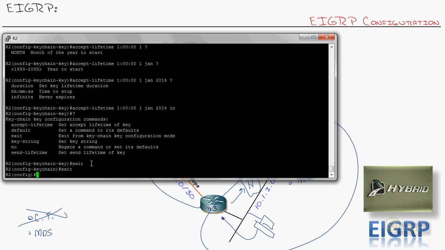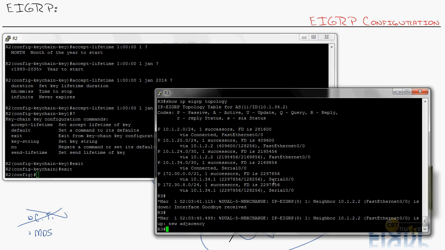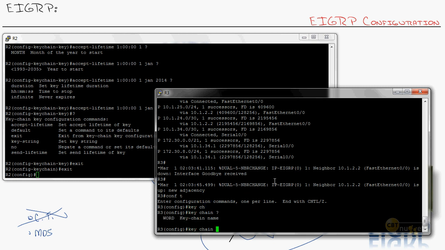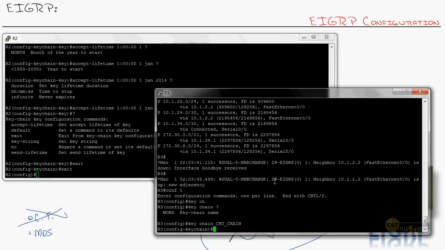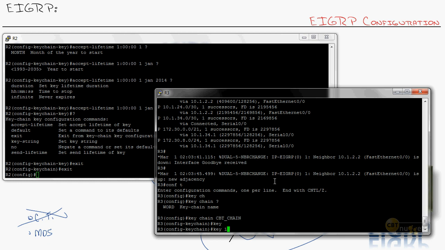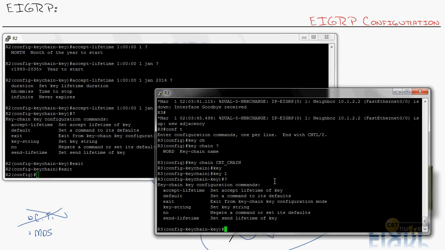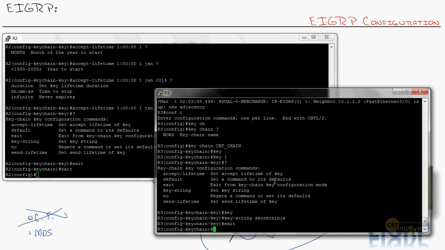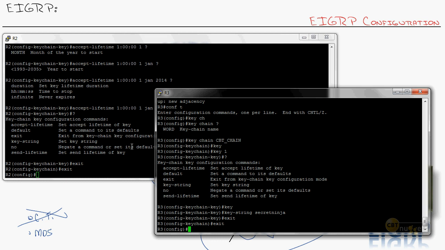So I can come out now. Before I forget, because both sides need the same thing, let's go into the other side. The keychain name doesn't have to be the same, but I'll make it the same because I'll forget otherwise. But we do have to have the same key, both number and string. So I can't say key 2 is Secret Ninja and match it up with key 1 on the other side. It's got to be the same number and the same string. So I'm going to type in key-string Secret Ninja, enter, and exit out of that mode. So now we've got the keychain on both sides.